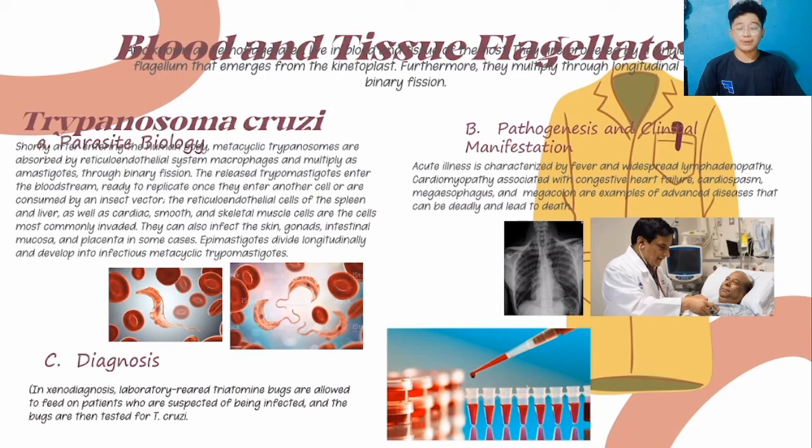First, the Trypanosoma cruzi. Parasite biology. Blood and tissue flagellates, also known as hemoflagellates, live in the blood and tissues of the host. So first, Trypanosoma cruzi.